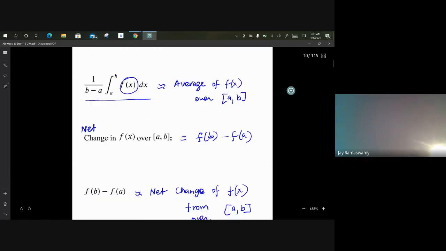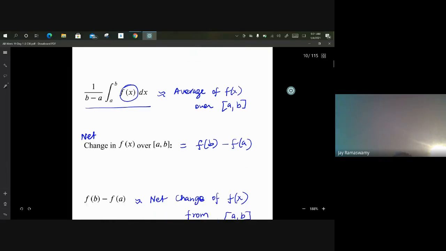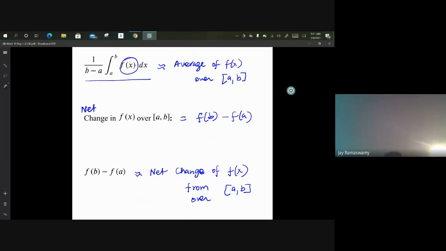So if you see average of, it's nothing but the average formula. If you see the average formula, this is the average of f of x. Then, if you see net change or change in, it means f of b minus f of a, backwards. And then if you see f of b minus f of a, hey, that's nothing but the change in f of x. Okay, let's move on.